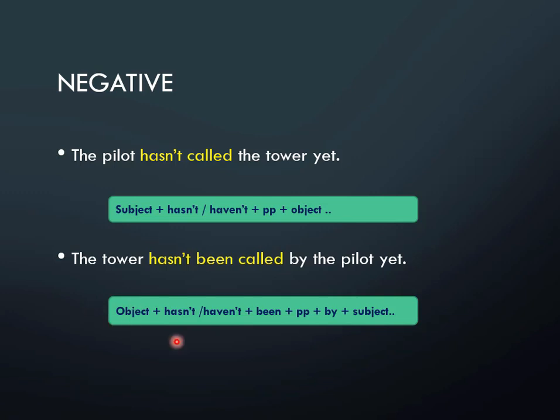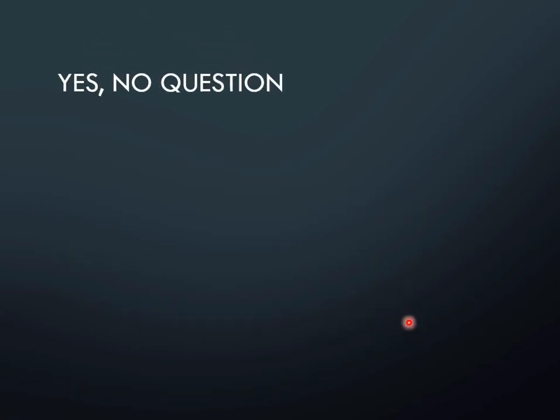We put the object and hasn't or haven't, then been, then the PP, and the preposition by, followed by the subject at the end. Okay, let's come to the question.